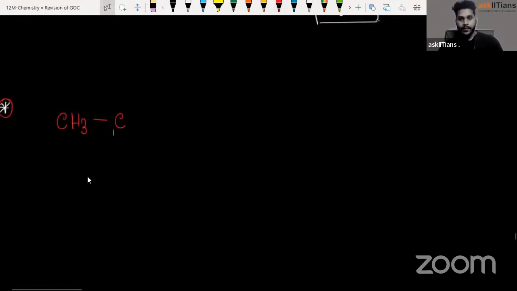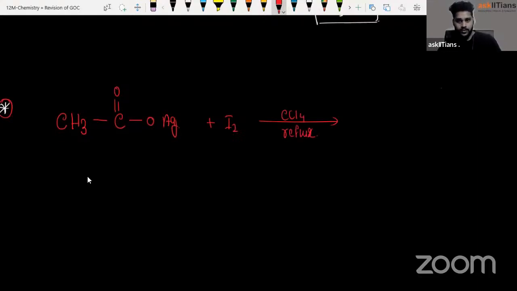Yeah. So what happens is, if you start with silver acetate, and there, instead of bromine or chlorine, you give iodine in presence of CCl4 and reflux. CCl4 is a solvent in this reaction. What happens is, it doesn't make the CH3I here. It makes an ester rather. This is the product that you get from iodination.